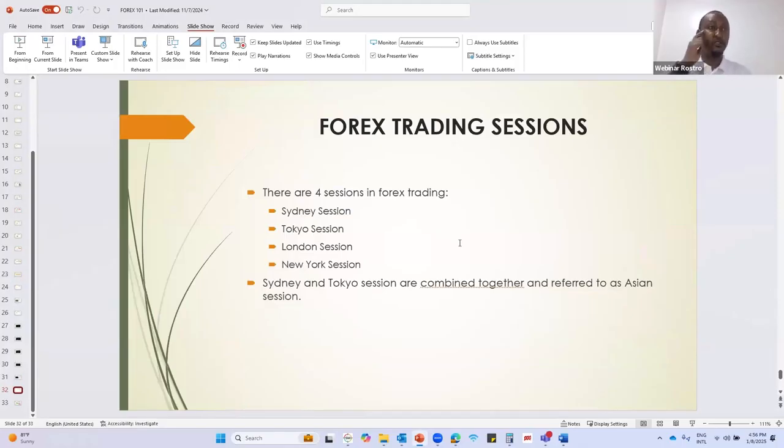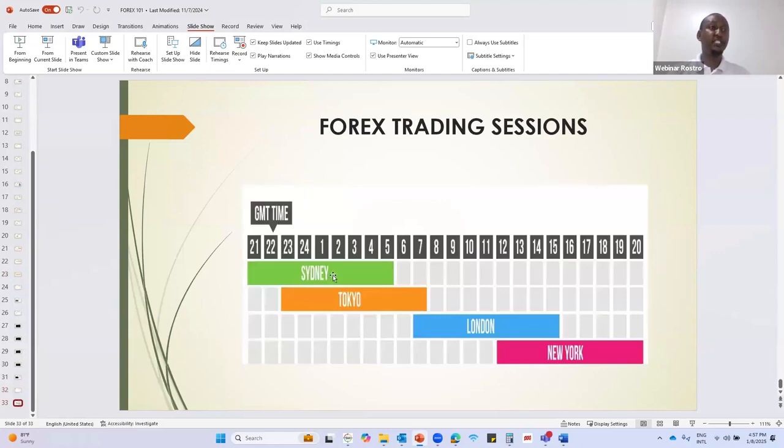Most of the time you'll hear traders talking about the Asian session, the London session, and the New York session. So what you need to understand is that the Sydney session and the Tokyo session can be combined together to form what we call the Asian session. Why? Because if you look at this timing, you see Sydney and Tokyo are the sessions that are overlapping most of the time, right? You can see the overlap is about 7 hours here.